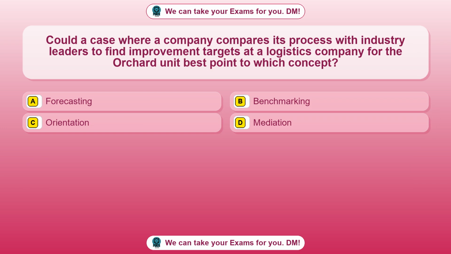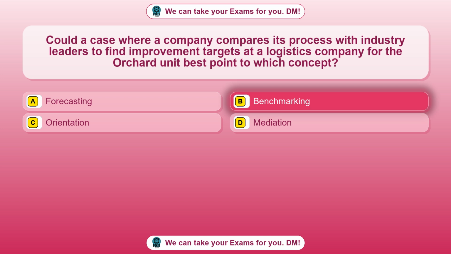Question 23. Could a case where a company compares its process with industry leaders to find improvement targets at a logistics company for the orchard unit best point to which concept? Option A, forecasting. Option B, benchmarking. Option C, orientation. Option D, mediation. The correct answer is option B, benchmarking.